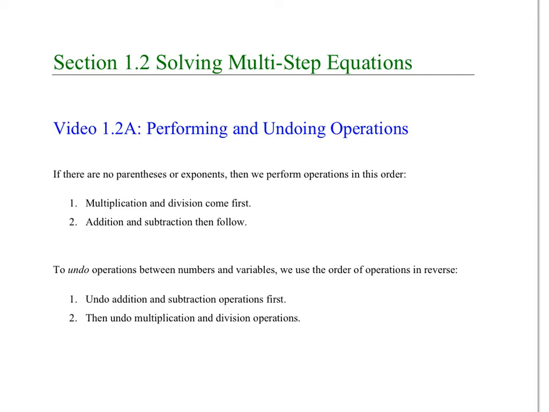Well, when we're solving equations and getting a variable by itself, that typically involves undoing operations, and we do that in reverse order. In other words, we typically undo addition and subtraction operations first, and then we undo multiplication and division operations after that. So we're going to see how that works with a couple of practice problems.